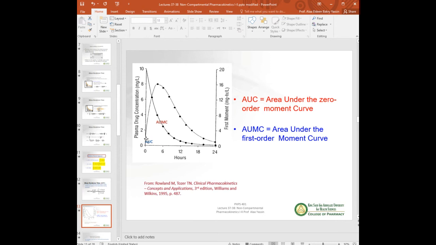Okay. In order to get the AUMC, we need to plot new data. The data is based on the observation. For example, assume this is 6 milligram per liter, observed after 2 hours. So I have 2 hours, 6 milligram per liter. After 4 hours, I have 4 milligram per liter. After 6 hours, I have almost 2 or 2.1 milligram per liter.